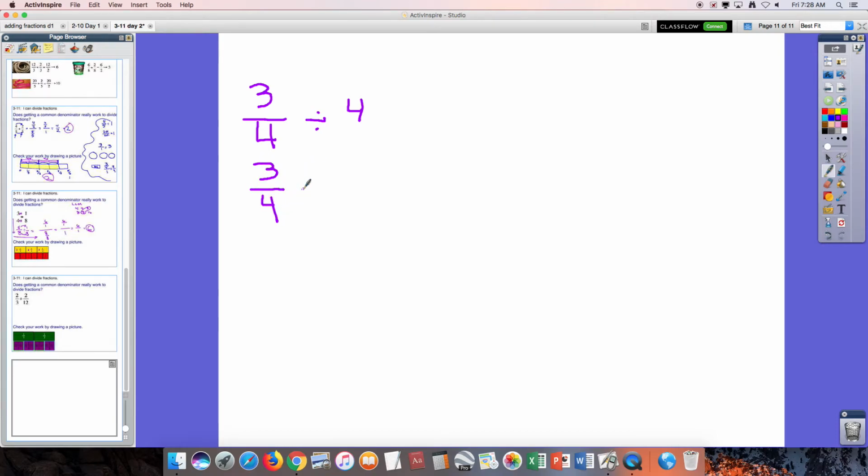3/4 divided by 4, and I have to make this a fraction. How can I make a whole number a fraction? Put it over 1. 4 over 1 is the same as 4, so now I have a fraction. Now I can make it a common denominator. All right, what is going to be my common denominator? Well, I can see that I have a 1 here, so I'm just going to times this by 4.